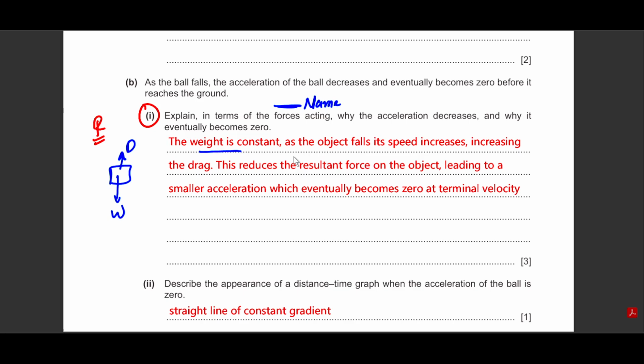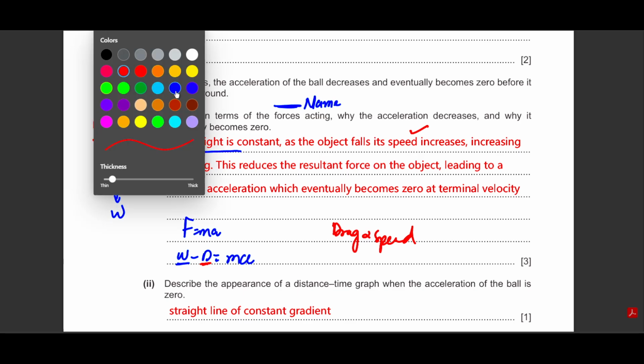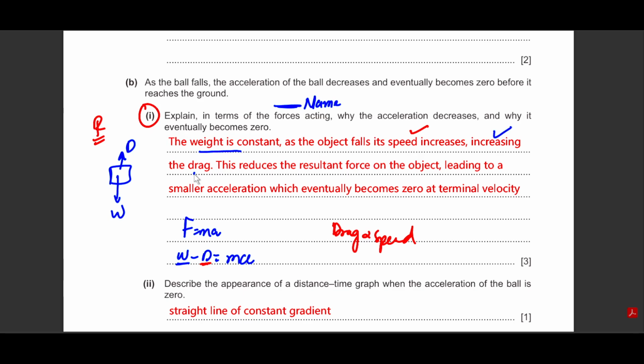So we talk about the weight being constant. As a resultant force, which is F equals ma, this becomes weight minus drag equals ma. W will not change. It's the drag of the air resistance that's going to change. So as the object falls, the speed increases, and we know that drag depends on the speed of the object. The faster you go, the more drag you experience. So we're going to refer to that information here. Increasing the drag reduces the resultant force. So if you increase the value of D, overall the answer is going to decrease. When the resultant force decreases, the acceleration's value decreases because mass is constant, it's not changing.